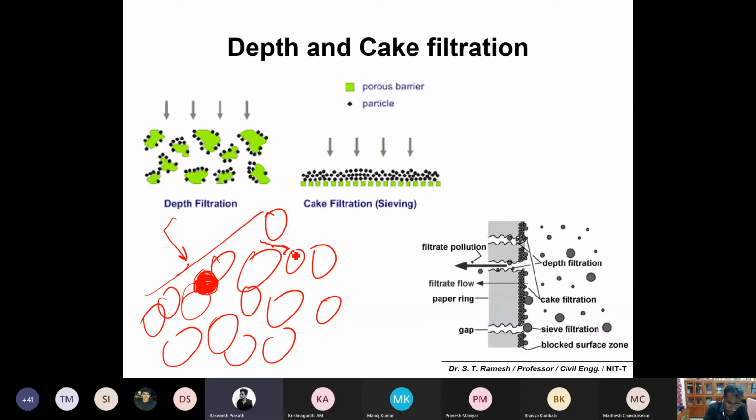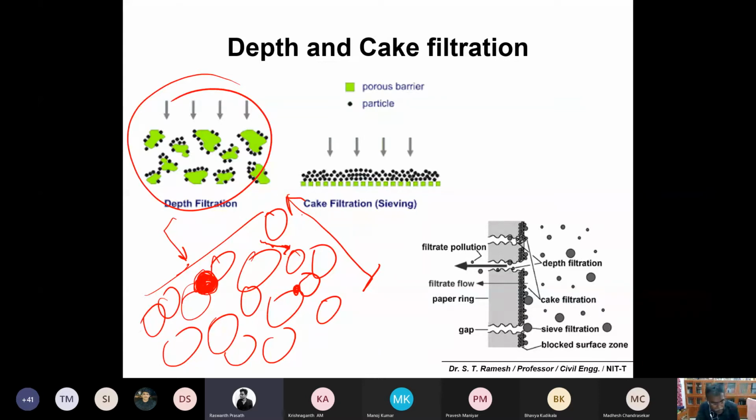Okay, it will also escape from this layer, and there could be a possibility to retain here also. So particles can be trapped or retained throughout the entire depth of operation. That type of filter, you can call it depth filtration. Is it okay? Yes, sir.